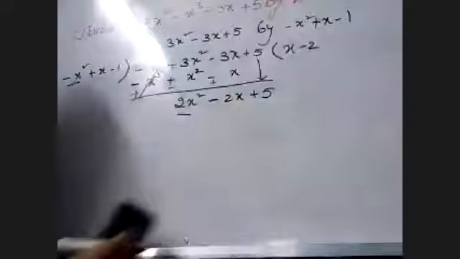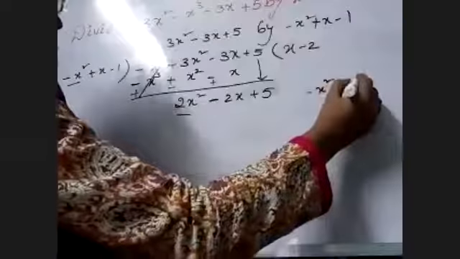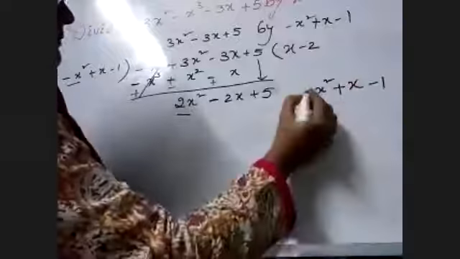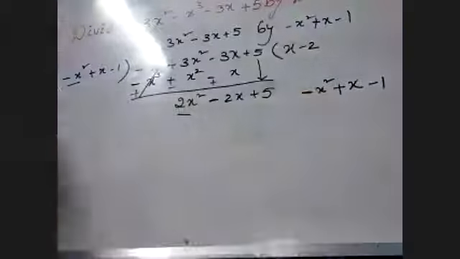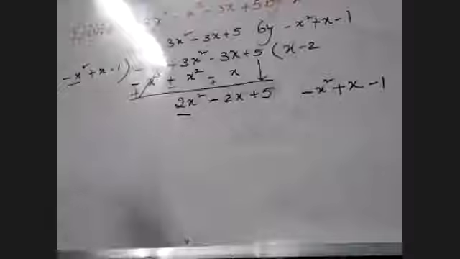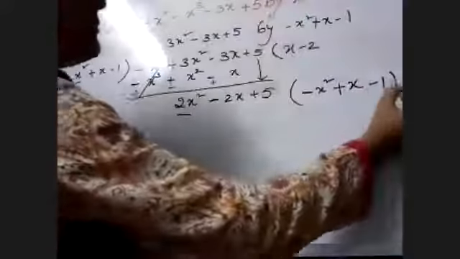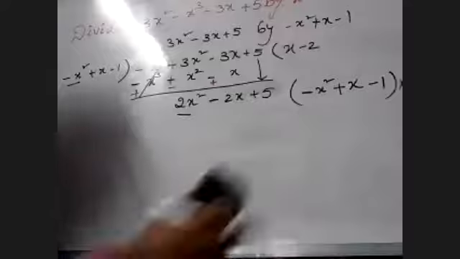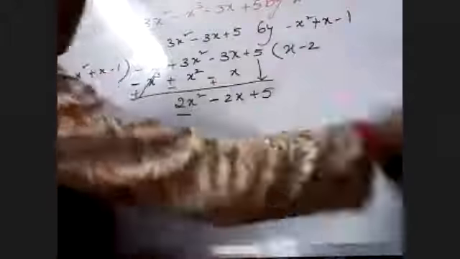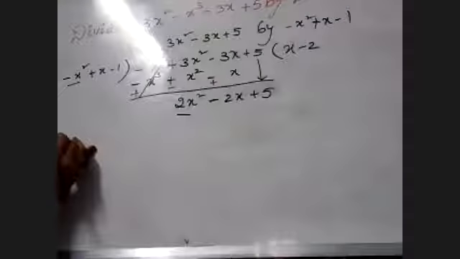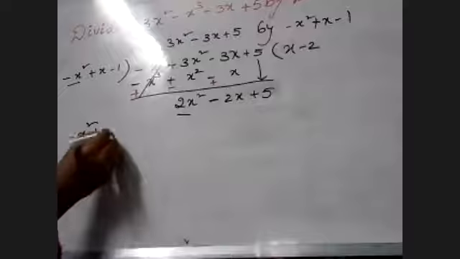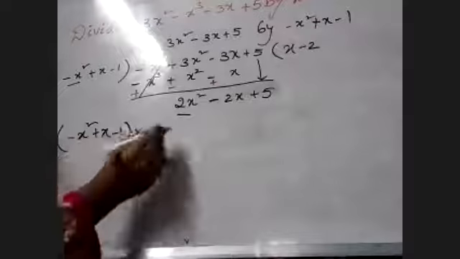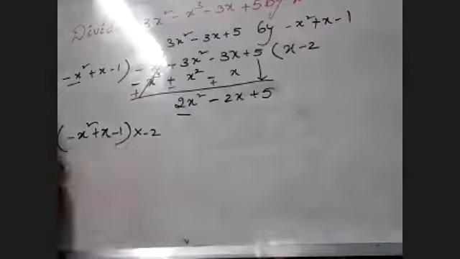Minus x square plus x minus 1. I have to multiply it with minus 2. I am multiplying with minus 2. So minus x square plus x minus 1 into minus 2. With minus 2, I am multiplying all the terms.